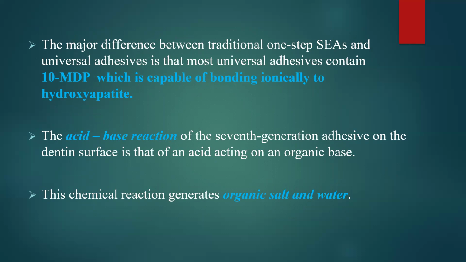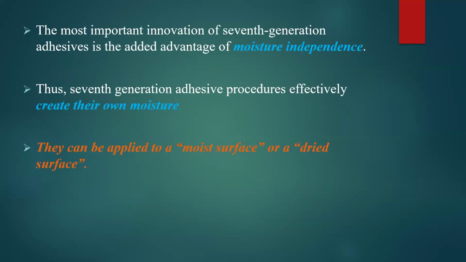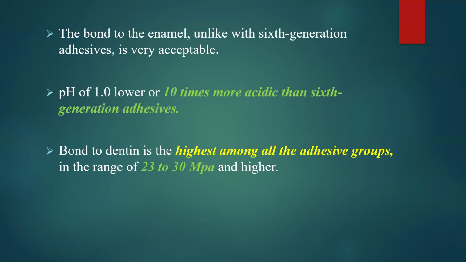The acid-base reaction of the 7th generation adhesive on the dentin surface is that of an acid acting on an organic base. This chemical reaction generates organic salt and water. The most important innovation of 7th generation adhesive is the added advantage of moisture independence. Thus, 7th generation adhesive procedures effectively create their own moisture. They can be applied on a moist surface or on a dried surface. To bond with the enamel, unlike with 6th generation adhesive, it is very acceptable.